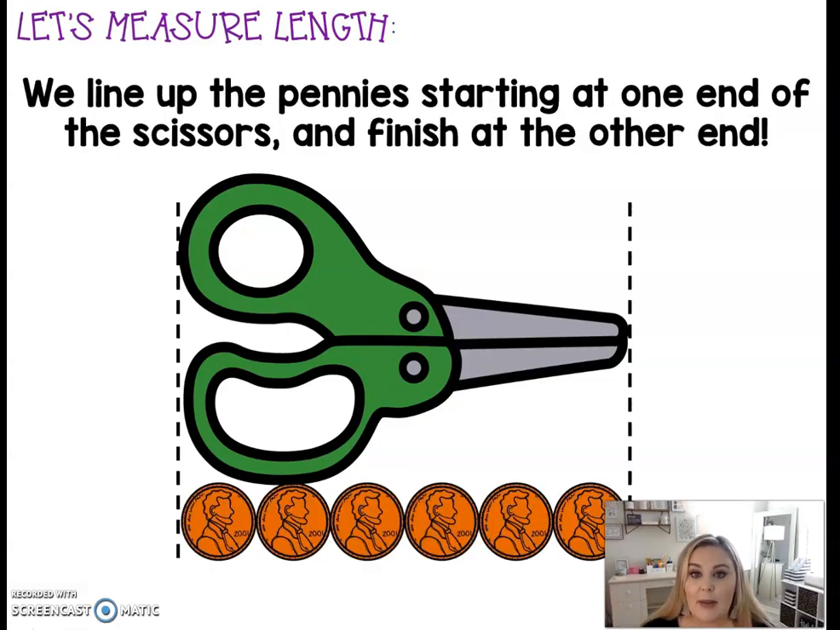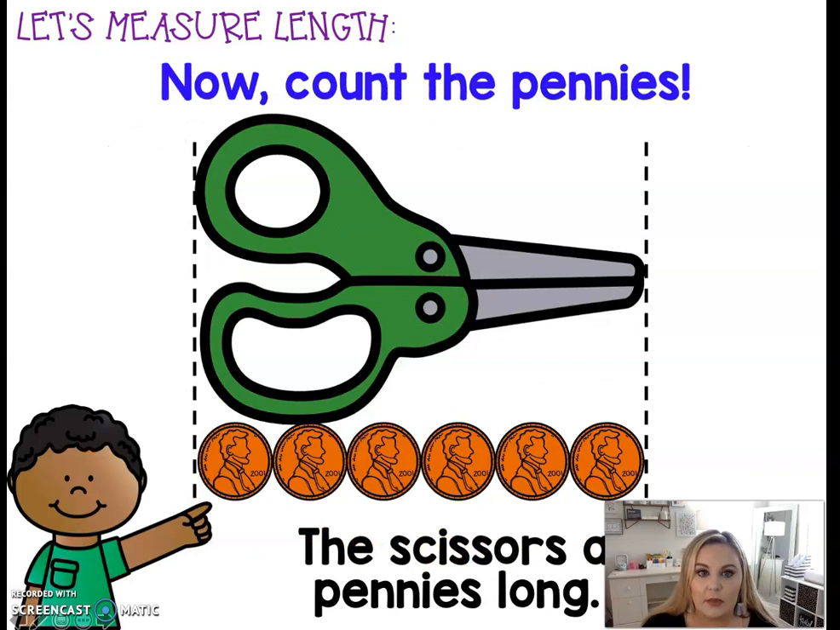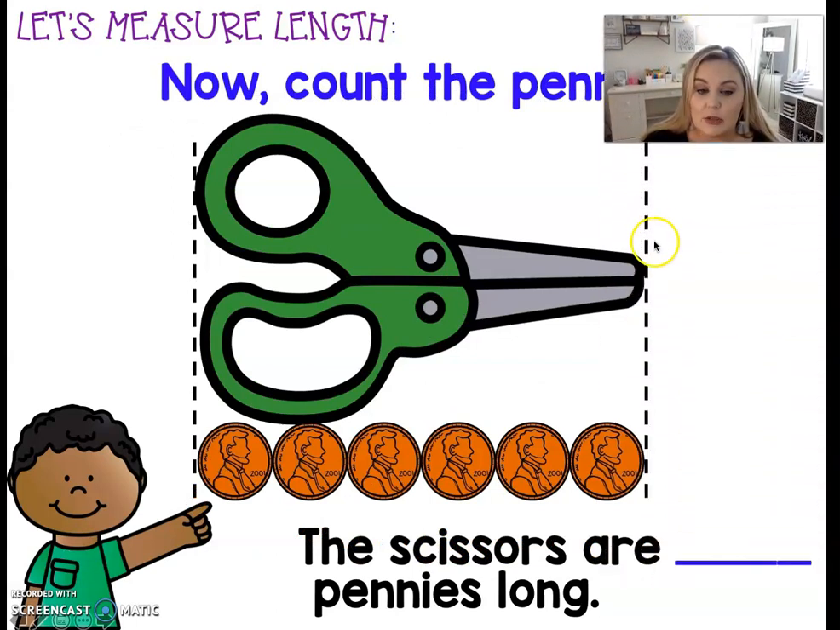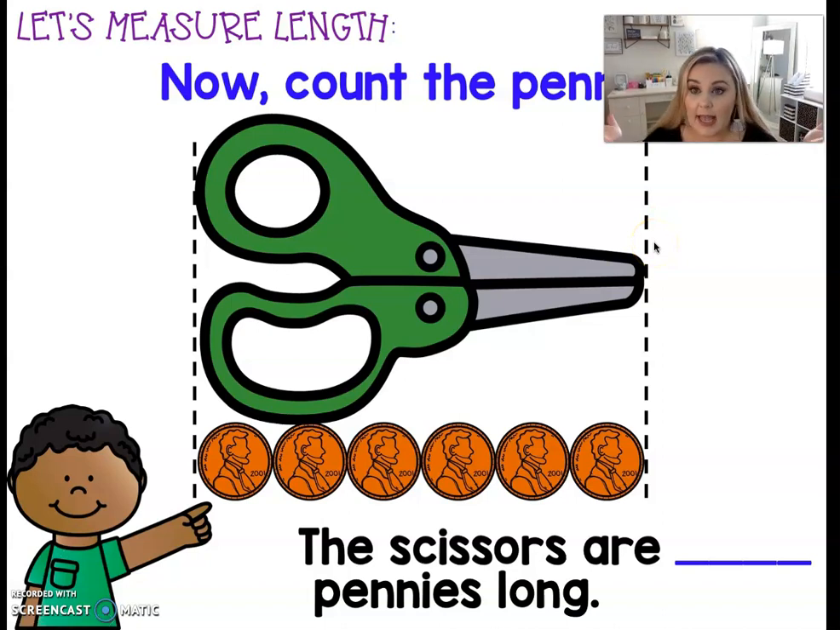We line up the pennies starting on one end of the scissors and finishing on the other end. Of course, I like to go from left to right. So we start here and we line them up until we get to the other end. Now, count the pennies. Go ahead and count the pennies. How many do you see? The scissors are how many pennies long?